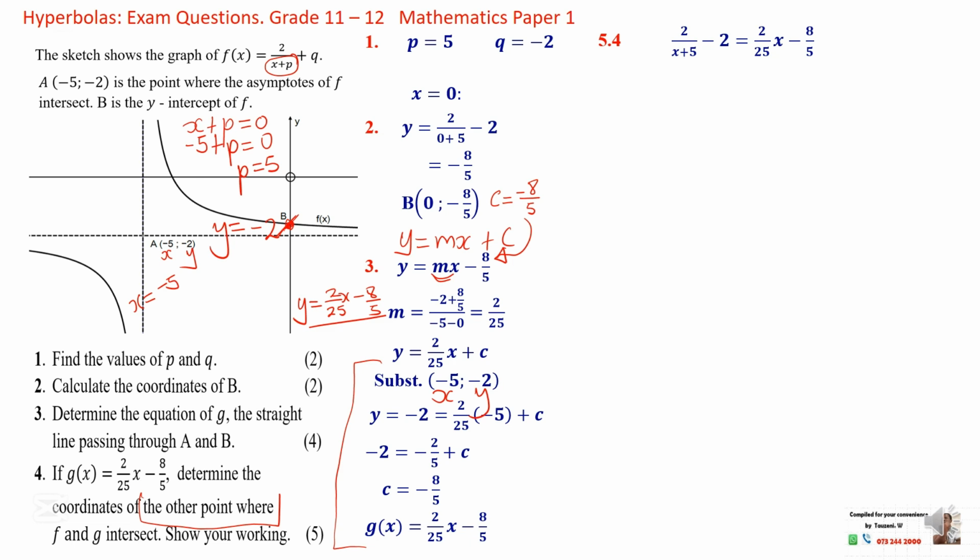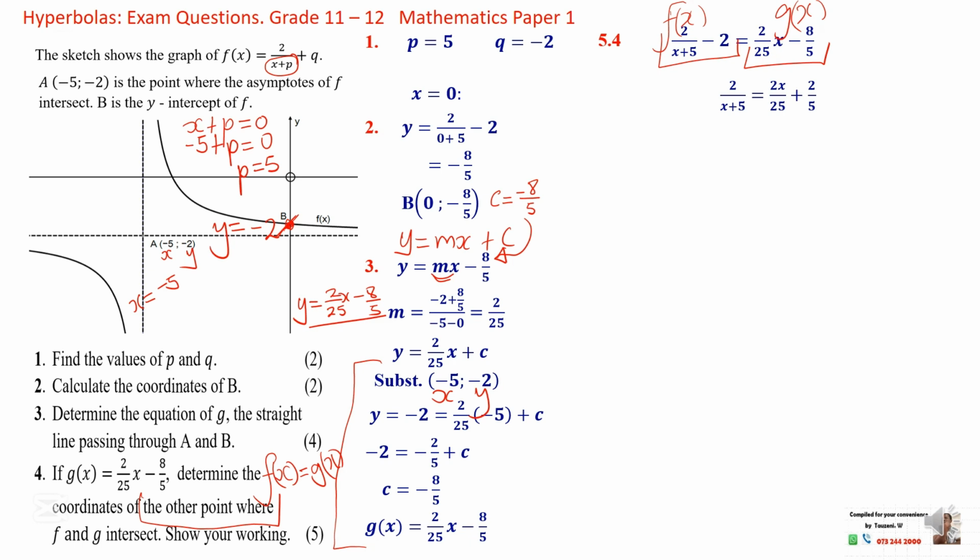Now, the concept that we have here is that whenever two graphs are crossing each other, we find the coordinates of where the graphs meet by equating the equations of the graphs. So f of x is equal to g of x. In my case, this first part of this expression is the equation of f of x, and the second one there is the equation of g of x. f of x is equal to g of x. Then I must solve that equation to determine the required values.